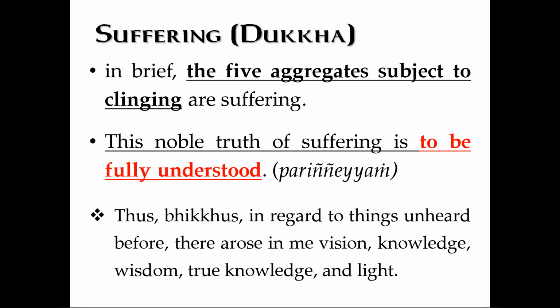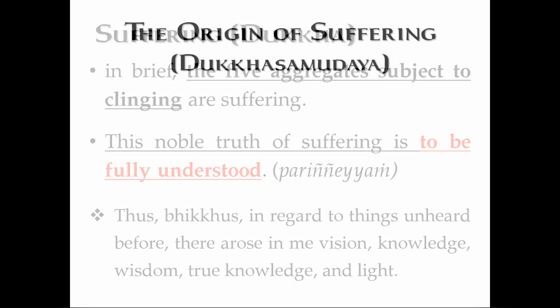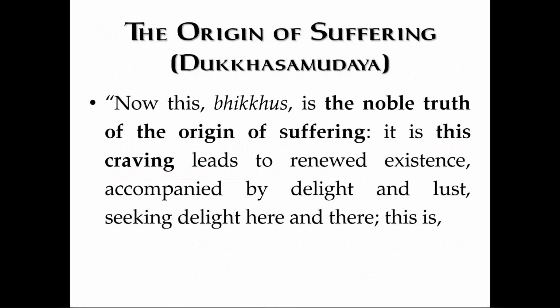Thus, bhikkhus, in regard to things I had not heard before, there arose in me vision, knowledge, wisdom, truth, Dhamma, and light. All these are knowledge, wisdom. That is suffering. Then the origin of suffering, dukkha samudaya. Now this, bhikkhus, is the noble truth. Regarding dukkha, any question? Suffering? Any objection? No objection, right? These are truth, not unreal, not otherwise. For that reason it's called Sacca, Ariya Sacca. Ariya Sacca. Now the second one.